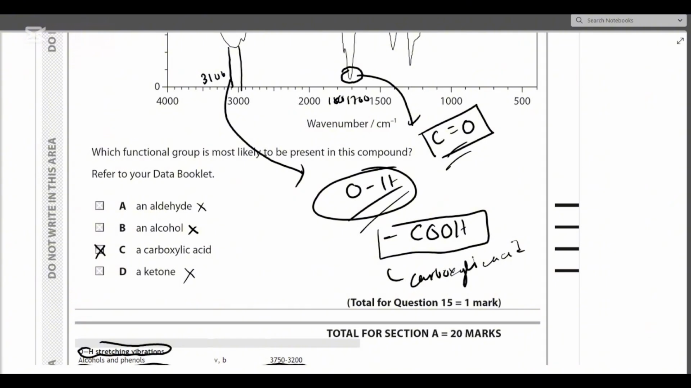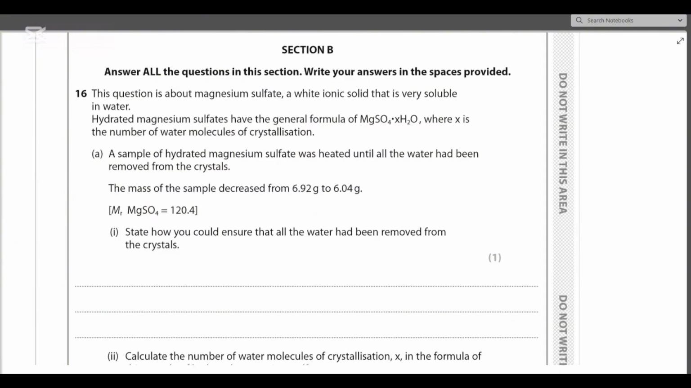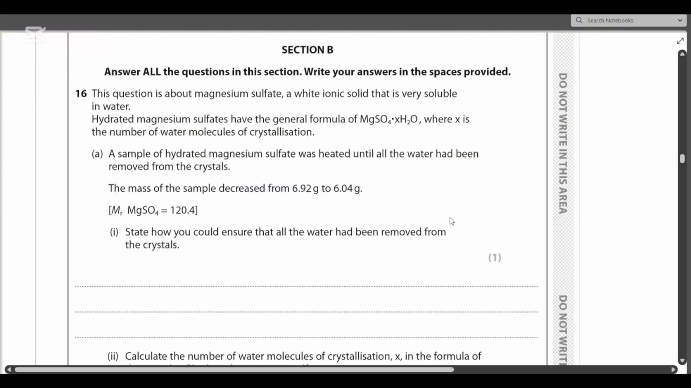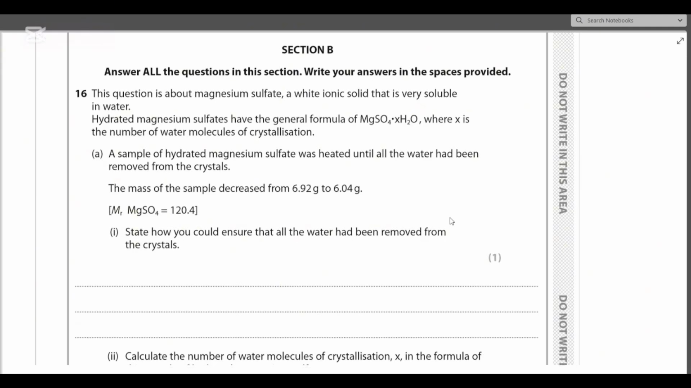With this, our section A is completed. Okay, moving on. Now we are going to start section B of October 2024. So without further ado, let's start.